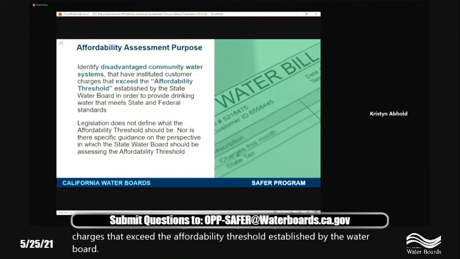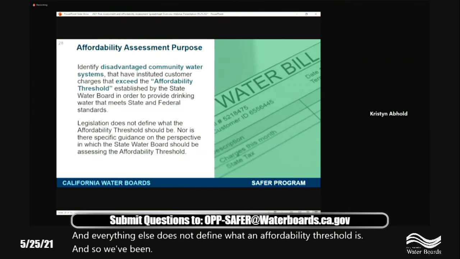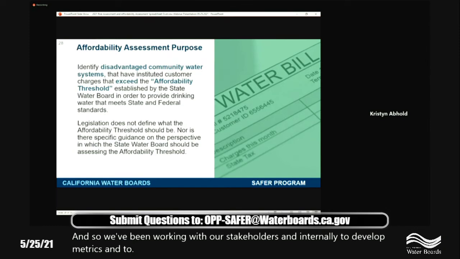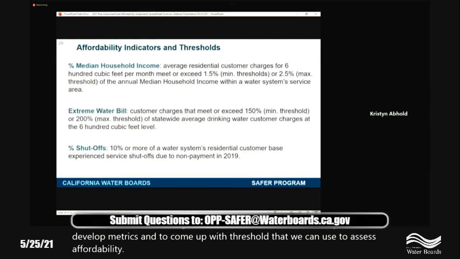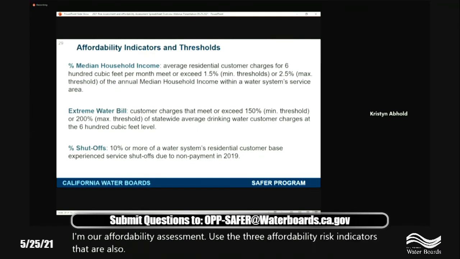Unfortunately, the legislation, SB 200 and everything else, does not define what an affordability threshold is. And so we've been working with our stakeholders and internally to develop metrics and to come up with thresholds that we can use to assess affordability. Our affordability assessment used the 3 affordability risk indicators that are also used in the risk assessment, which is percent median household income, extreme water bill, and percent shutoffs.